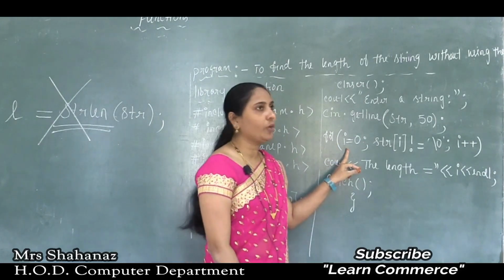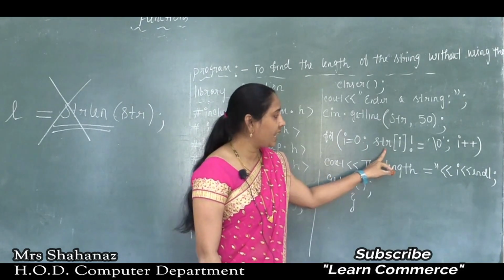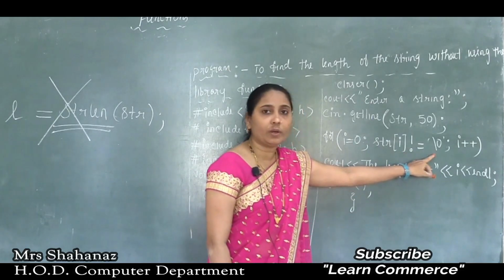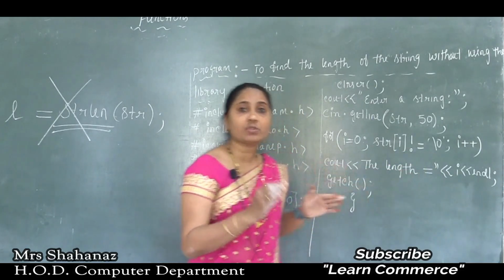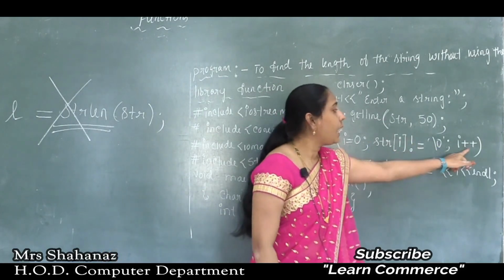For opening of the parenthesis, i value is equal to 0 semicolon, str of i is not equal to 0. That means maybe it has some of the character. It is not equal to 0 semicolon i plus plus.